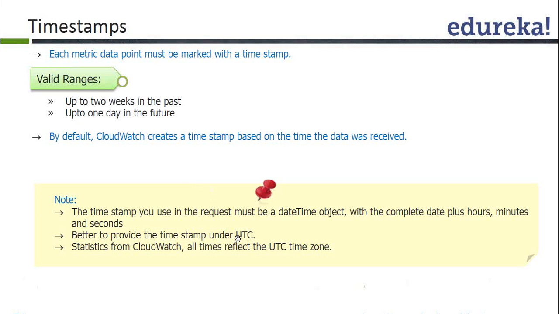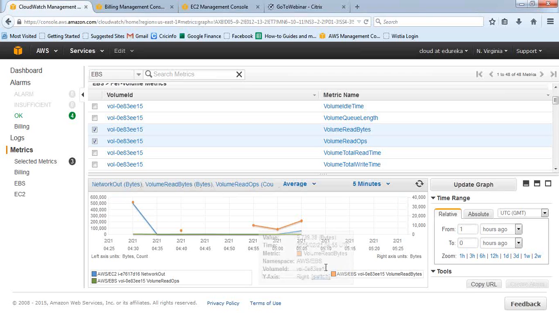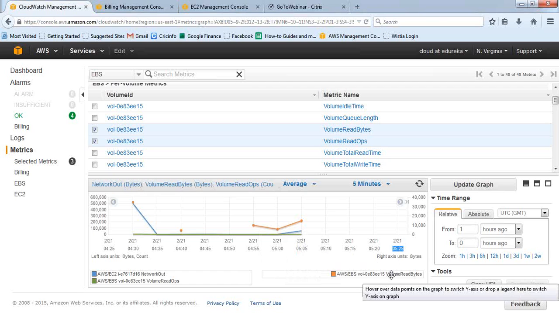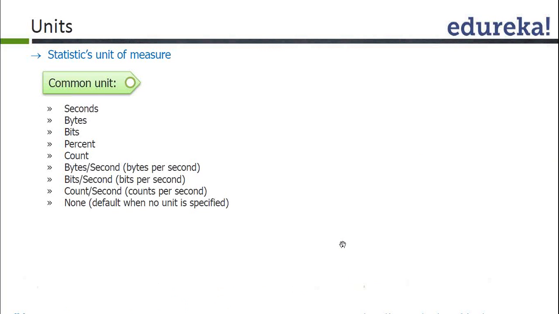And all data in timestamp would be in UTC format. So when you see the data here, it shows the time as 5:25. That's UTC. Add 5.5 hours to that, it would be our time, India time. Then you can have units also, which tell what unit each metric represents, whether it's seconds, bytes, bits, percent, count, what it is for that.